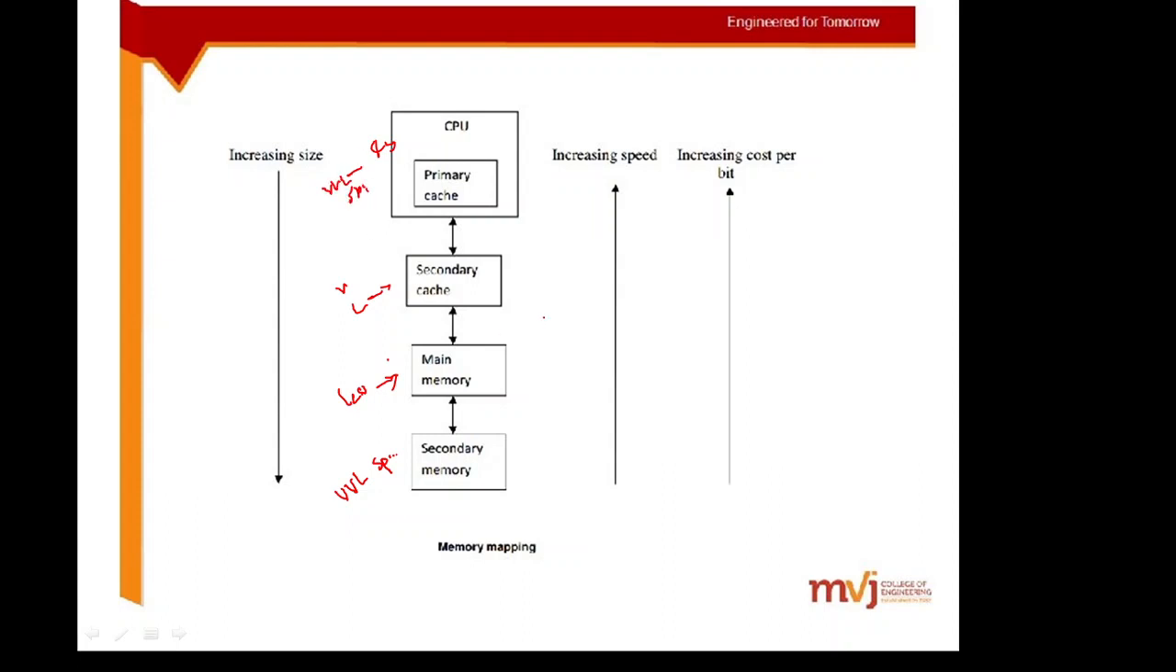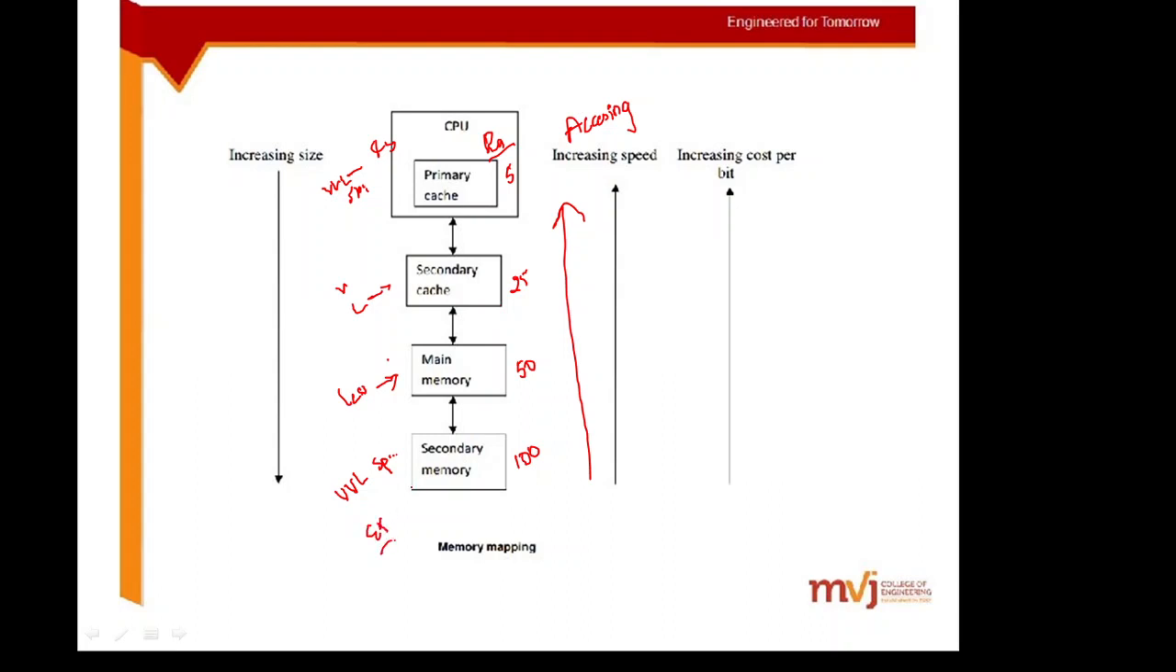These registers have very little space. As we are moving upwards, the accessing speed is going to be increased. Why is the accessing speed going to be increased? Suppose secondary memory is capable of storing 100 instructions, main memory is capable of storing 50 instructions, cache is going to store 25 instructions, and CPU registers are capable of storing 5 instructions. Fine, this is an example.